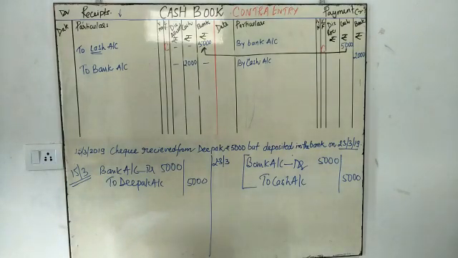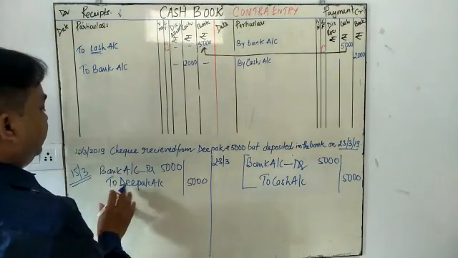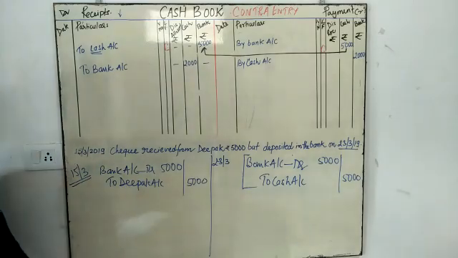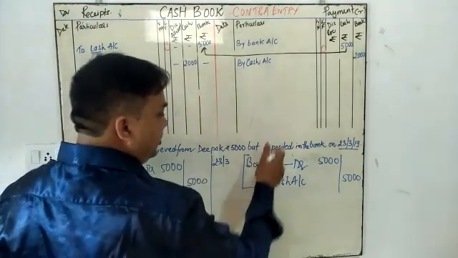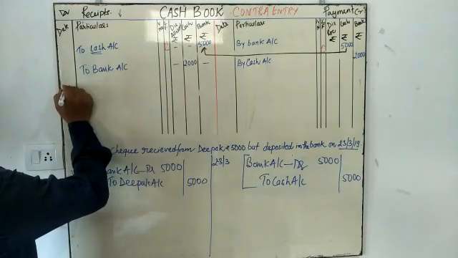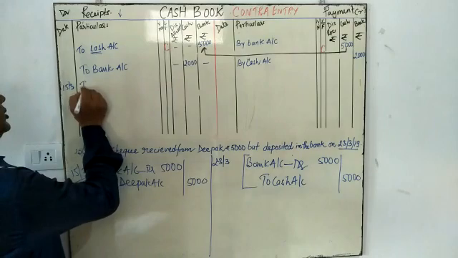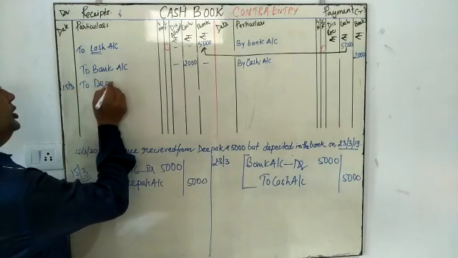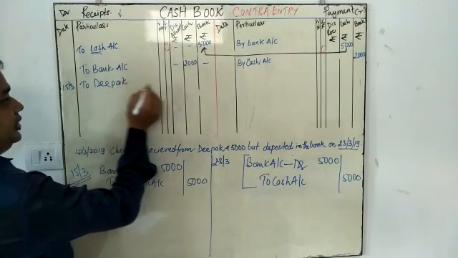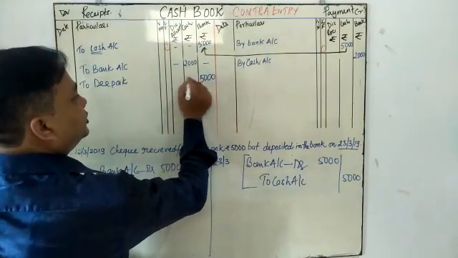So in this situation, you observe there will be two entries. When the check is received, you will pass this entry, and when the check is deposited, you will pass the other entry. So how to put this here? On 15th March, you will pass this to Deepak. In the bank column, you will write 5000.